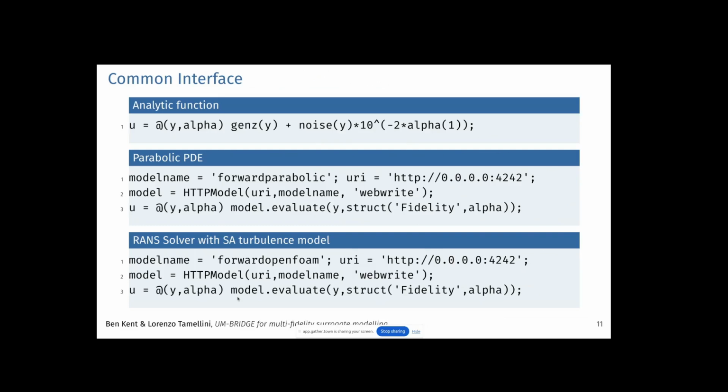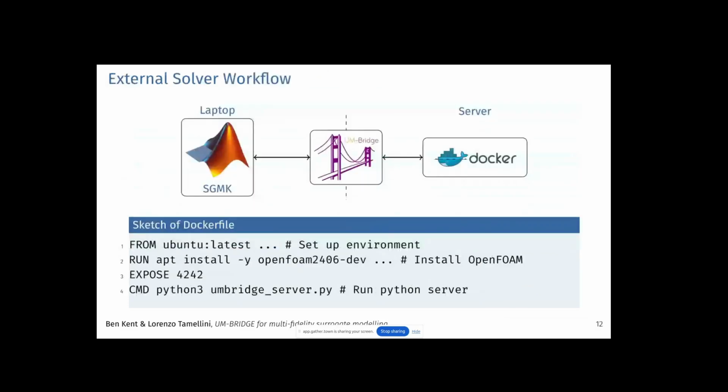So this is nice, but we said we don't want to be running all of these models on our laptop. We want to be able to run these models externally. So the next step we took, following the development of many of the UM-Bridge examples, is we packaged up our approximations and solvers into Docker containers, and then we can run our Docker containers externally on our computational server. Once we've done this, we can query it remotely.